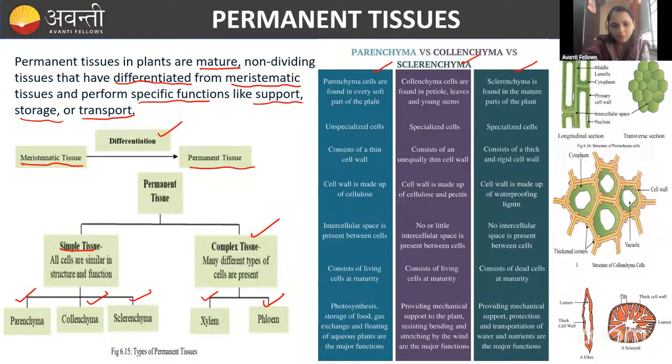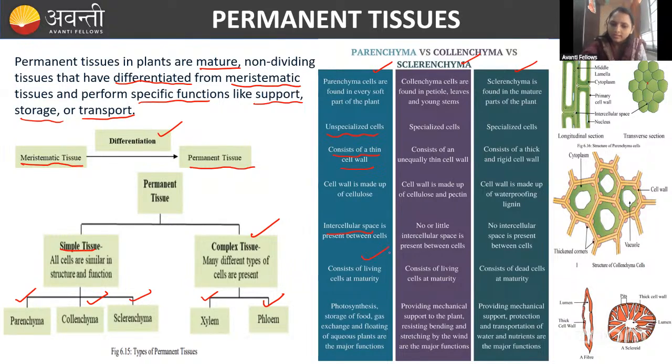Then coming to the parenchyma cell, you can see parenchyma in all the parts of the plant body, in the soft parts. These are unspecialized cells. We can see these in every part because they can do any kind of function. They consist of a thin cell wall, cellulose, and the cell wall is very thin here. Then coming to the space, you can see the space between the cells. In this diagram, very small spaces are given here. Remember, only the parenchyma consists of intercellular spaces.